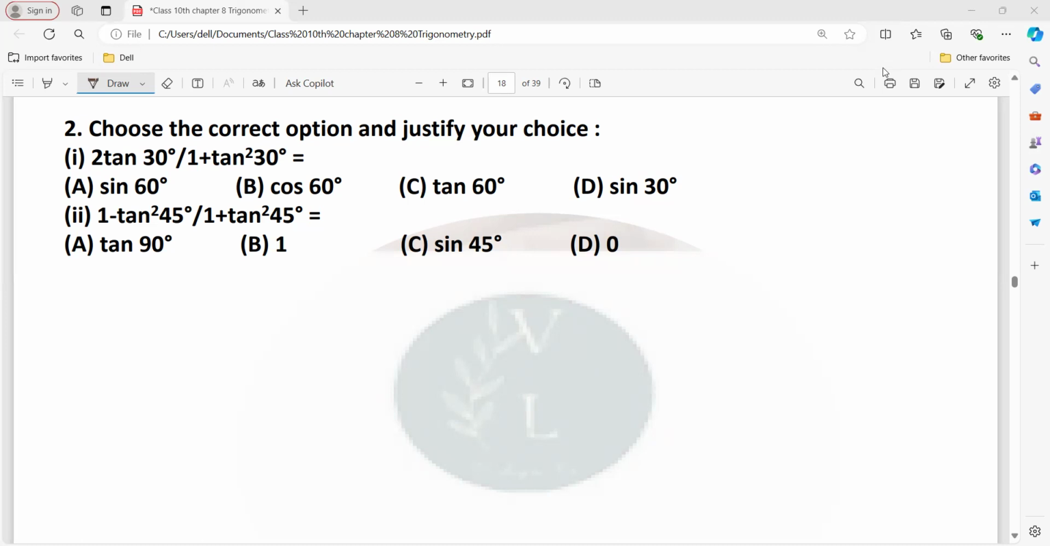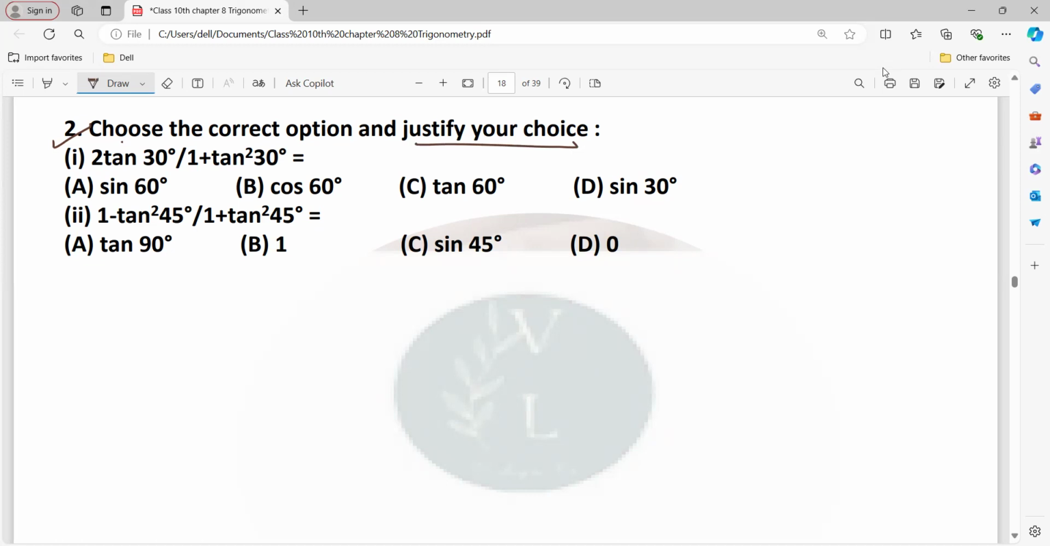So, in the last session, we started exercise 8.2. Question number 1 we have already completed. So now we are going to start question number 2. Let's start. Herein, choose the correct option and justify your choice.